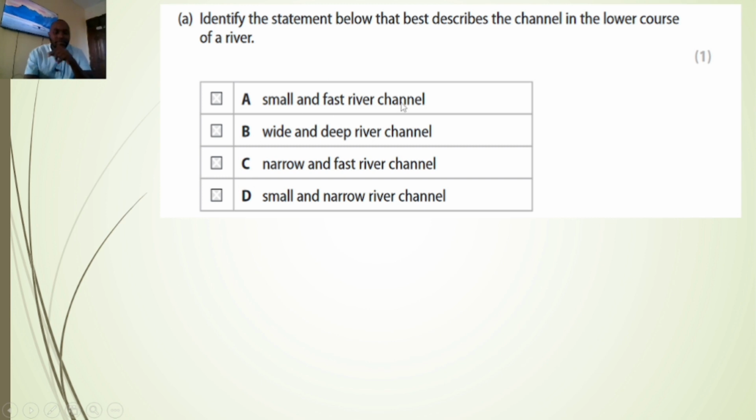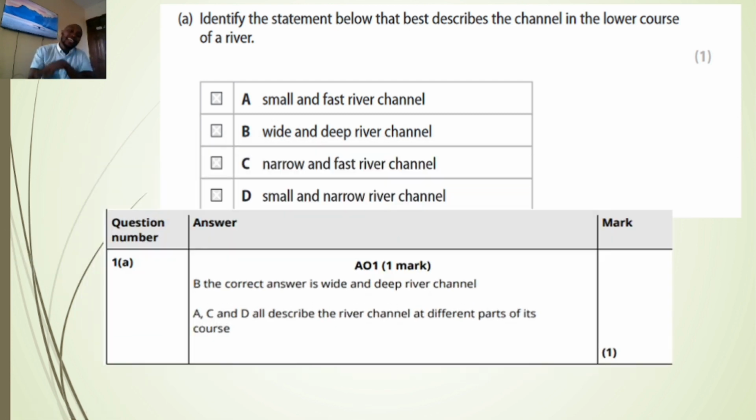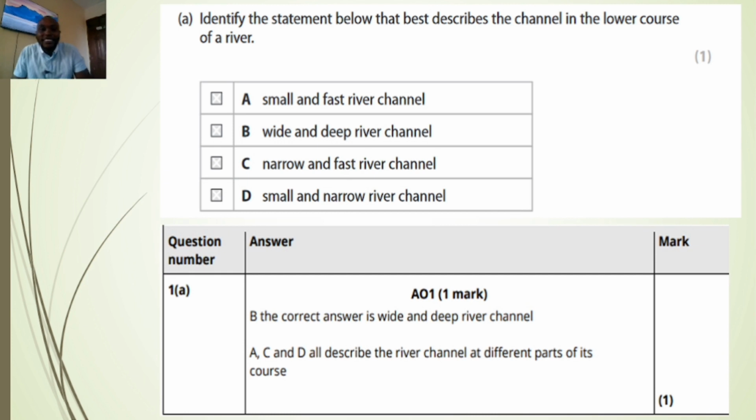Is it true? Okay, wide and deep river channel. Is it true? Okay, narrow and faster river channel. Is it true? All right, small and narrow river channel. Is it true? Okay, that's the answer. So B is the correct one.